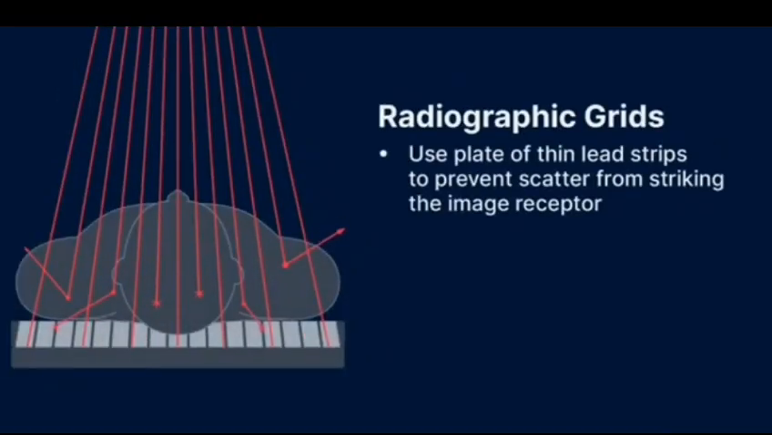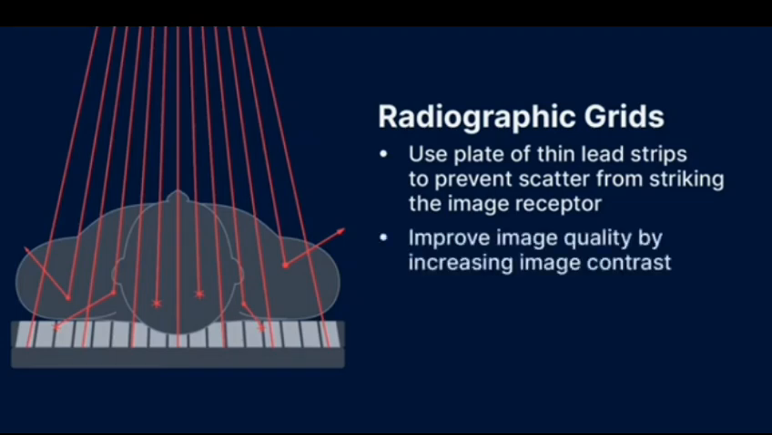Radiographic grids have a very specific design and purpose. A grid uses a plate of thin lead strips to prevent scatter from striking the image receptor, and that improves image quality by increasing image contrast. Grids are not always necessary, but an X-ray operator must understand how they function and how to use them correctly. Failure to use grids correctly can result in non-diagnostic images and excessive patient dose.